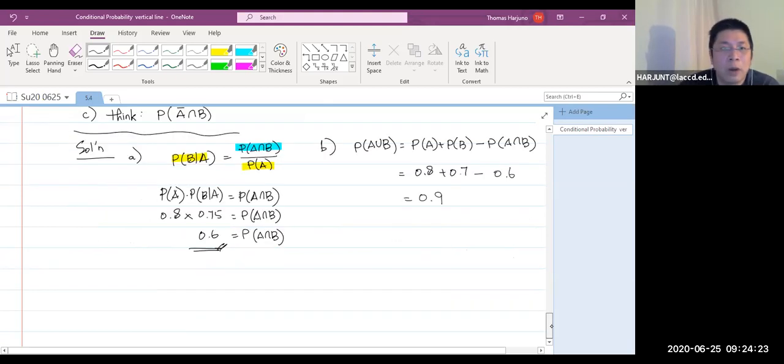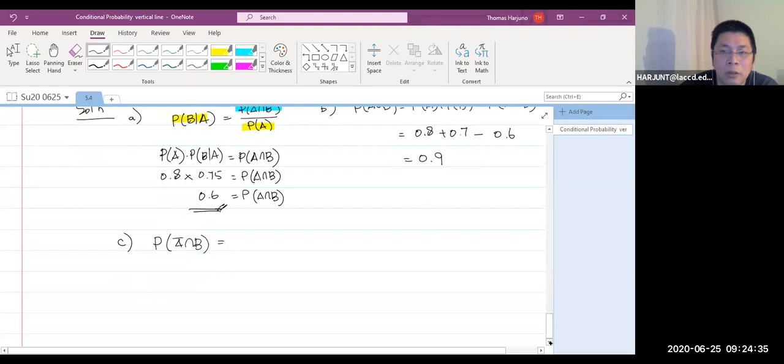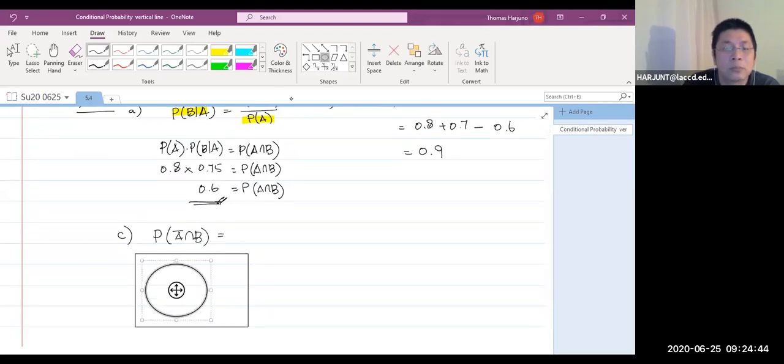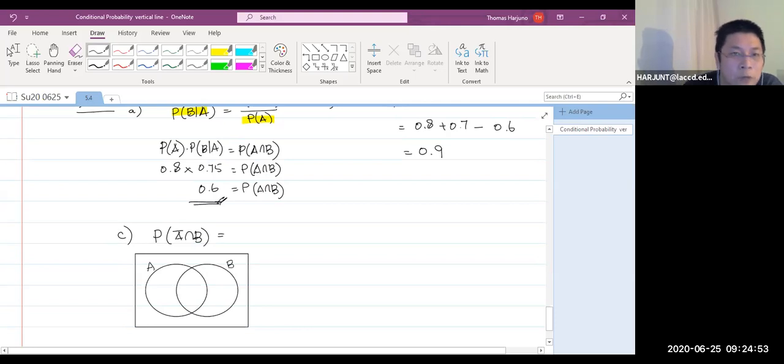Okay. Now, how about part C? Probability of not A but B. Before I answer that question, let's first take a look at what it looks like in a Venn diagram. So let's say this is A, this is B. Now, outside of A but inside of B refers to this. Outside of A, inside of B refers to that.